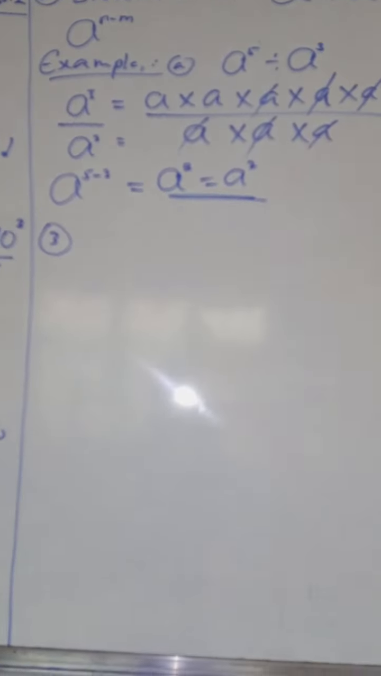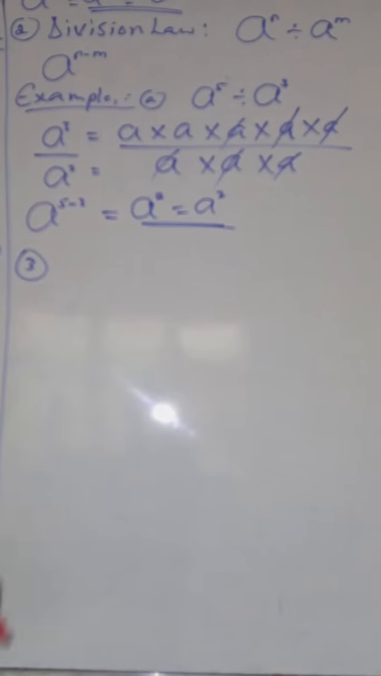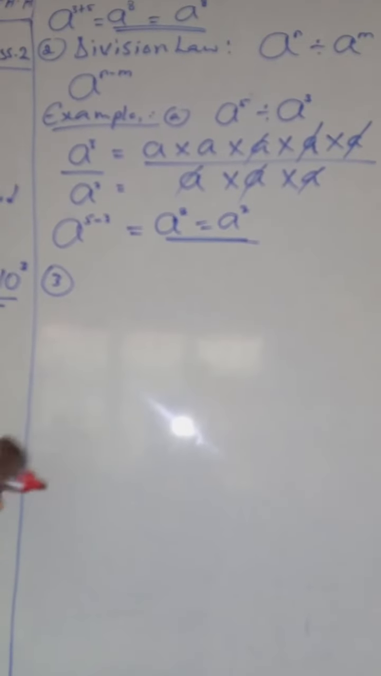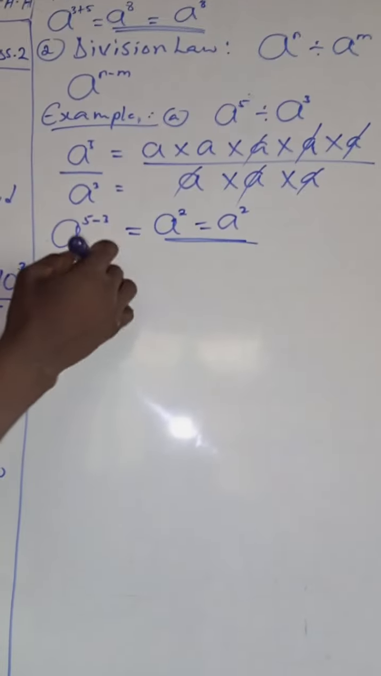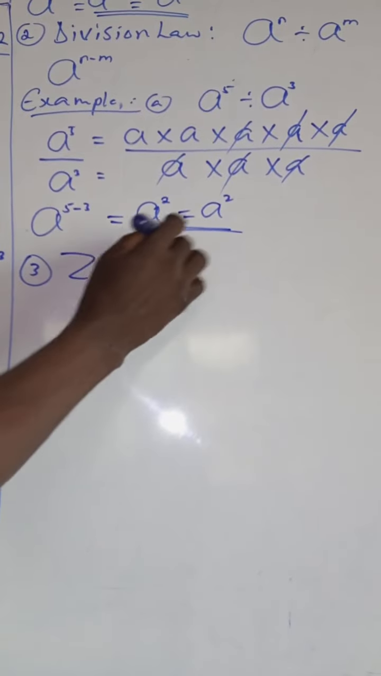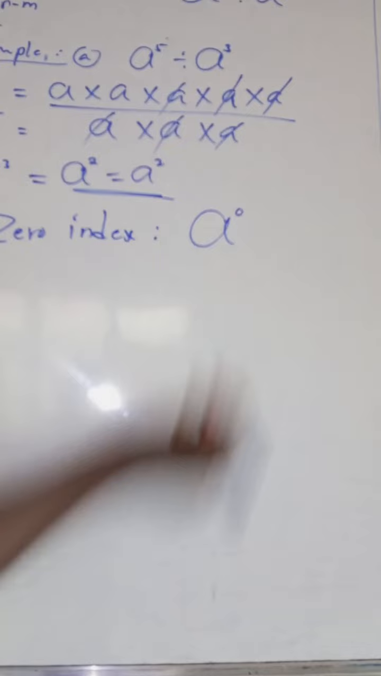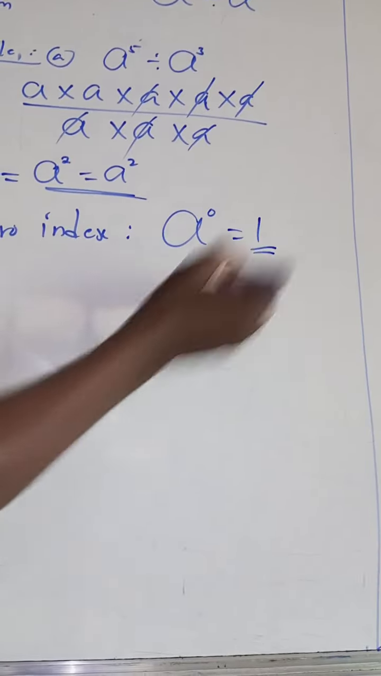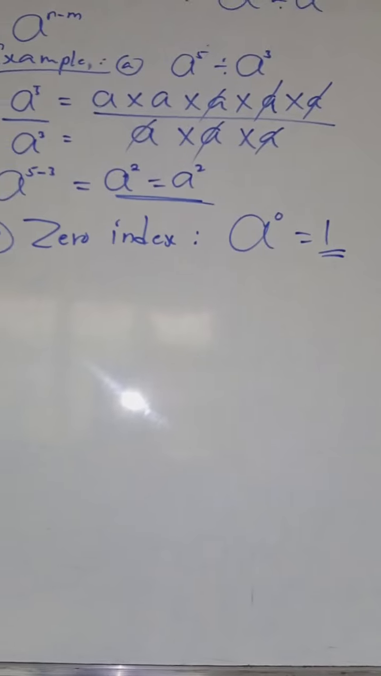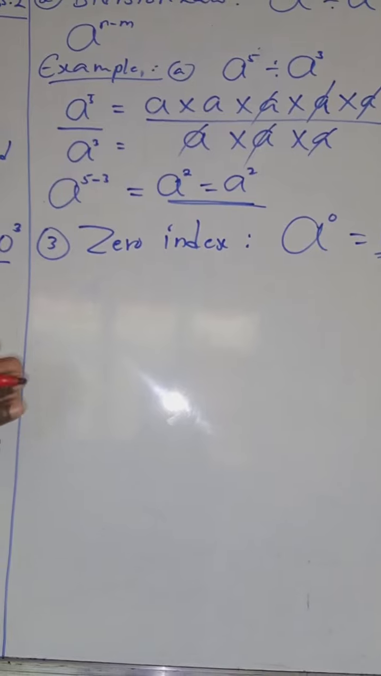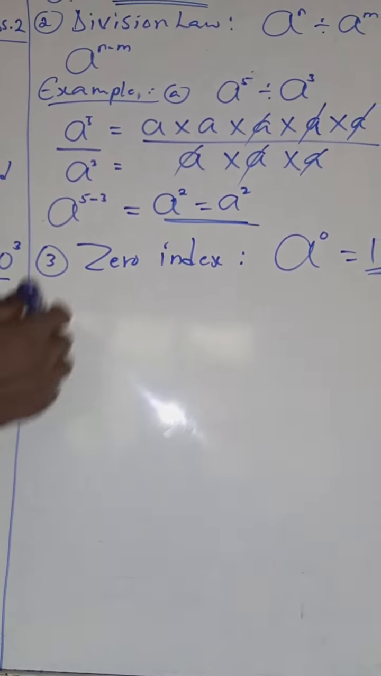Let's go to the third law. The third law, which is very important here that you know, we call it zero index. The zero index means if any variable is raised to power 0, it will be 1. That's that one. It's just like a general law. Anything raised to power 0 is 1.